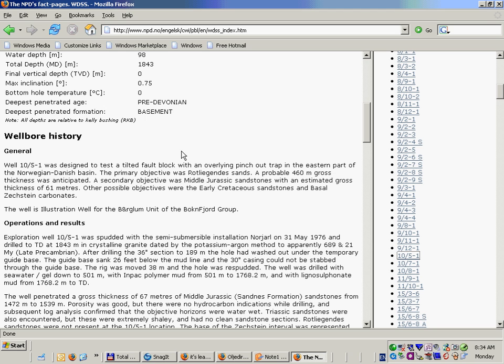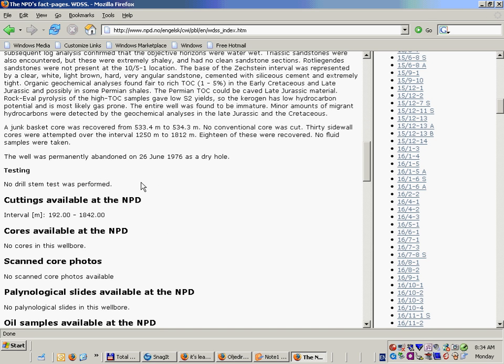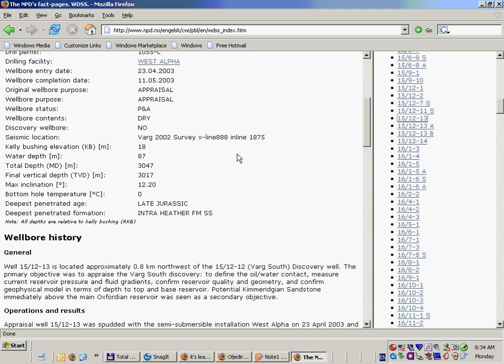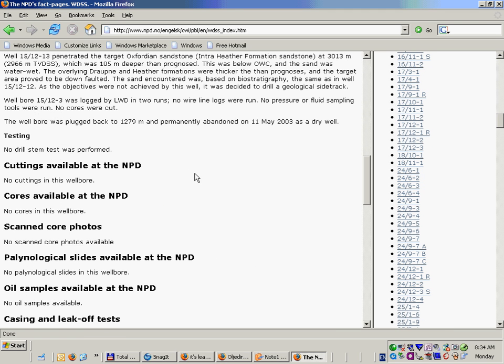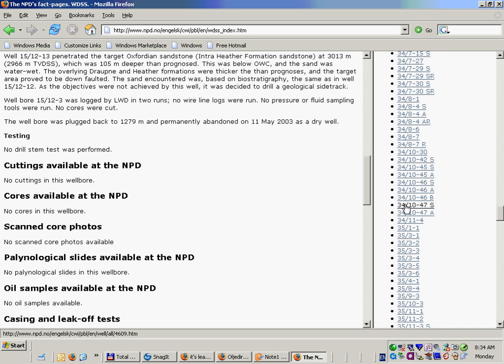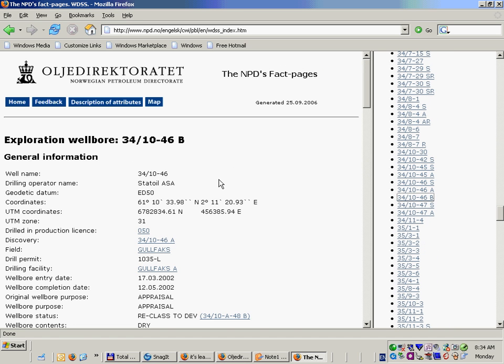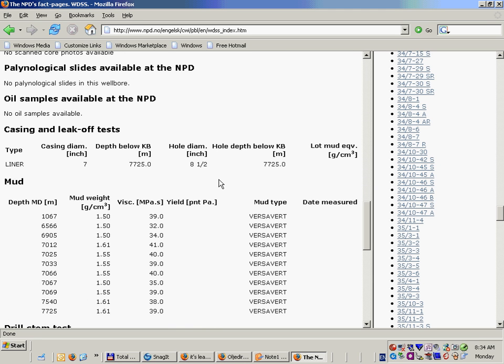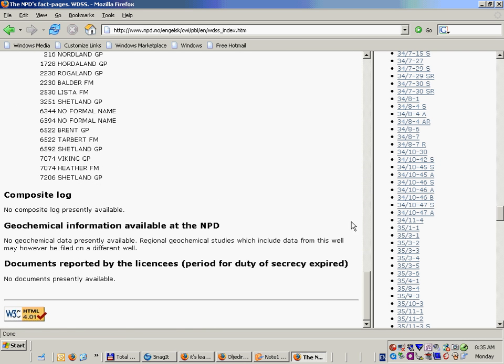And then down here it's got about the history of the well, operations, cuttings available, cores available. No core in this well. That was a bad choice. Pick one here. See if we got some cores. No cores. God, I tell you. Anyway, there's got to be some. I think this may be down in the Gullfaks area. No cores. We got to have some cores in here somewhere.